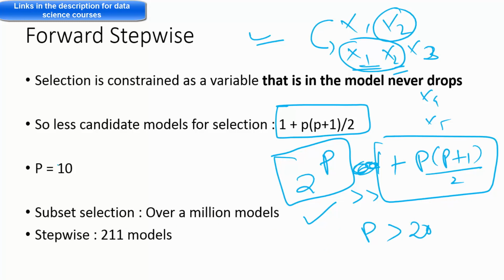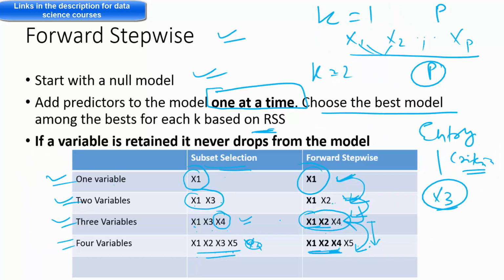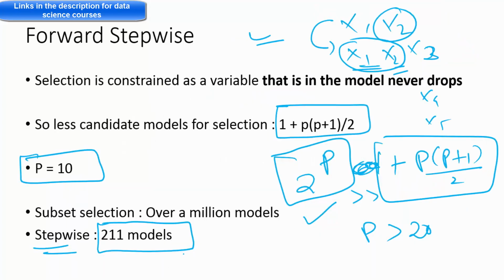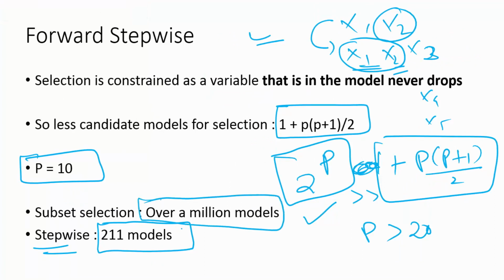So when p equal to 10, in forward stepwise that we just discussed, we have 211 models, whereas in subset selection, just because you have too many combinations and there is no constraint, right? So remember the constraint we talked about, that the third variable model has to be a subset of the fourth variable model. Similarly, the second variable model is a subset of the third variable model, right? That constraint is not there. Hence, in subset selection, we have over a million models. So estimating a million models is very tough, whereas estimating 211 models is comparatively much easier, right?